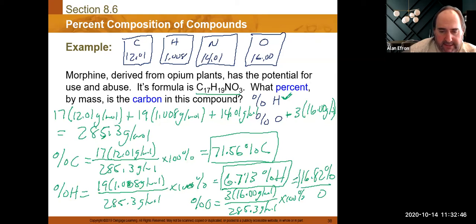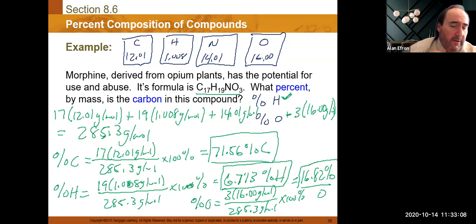At this point, if we wanted nitrogen, we could do the same type of calculation. Take 14.01 divided by 285.3 times 100. Or we could add up all three of these numbers and subtract from 100. It'll give us the same answer, so you could do it either way. Any questions on percent composition by mass?